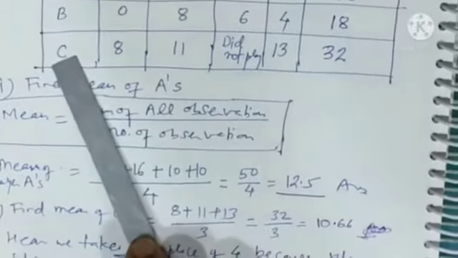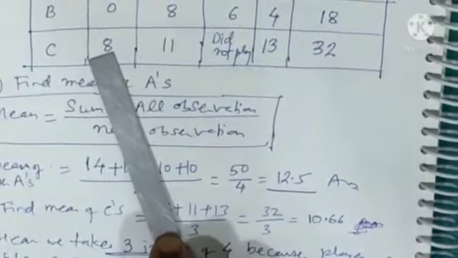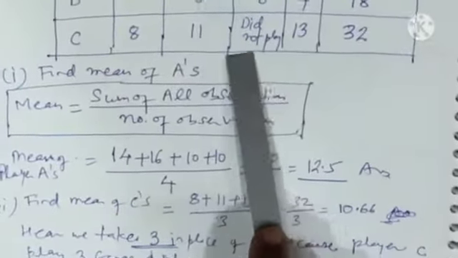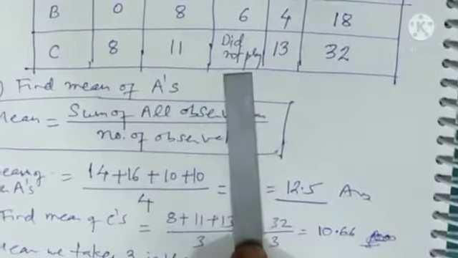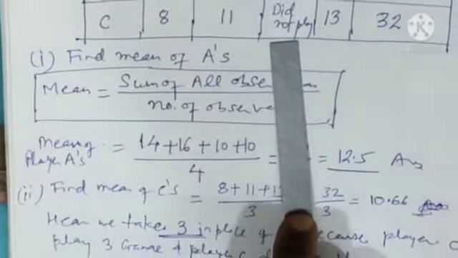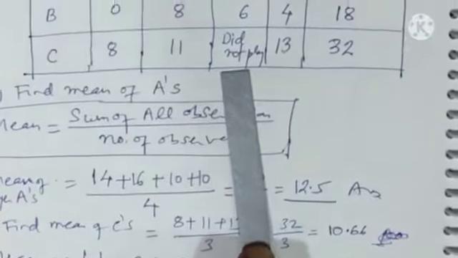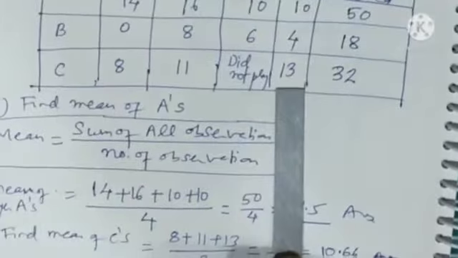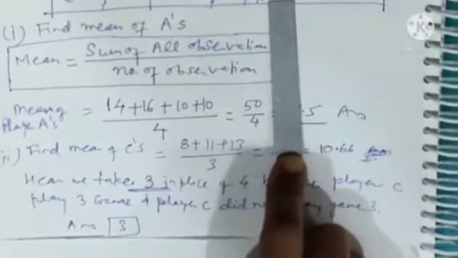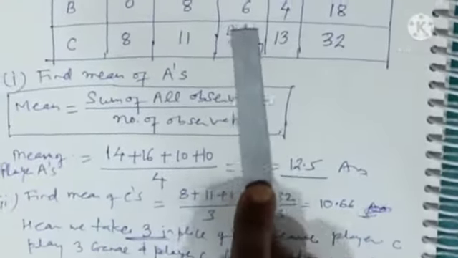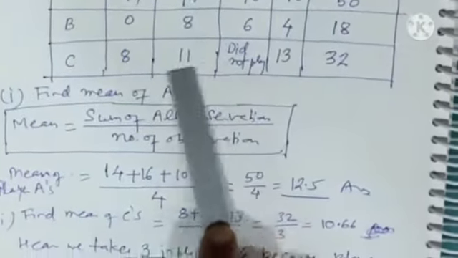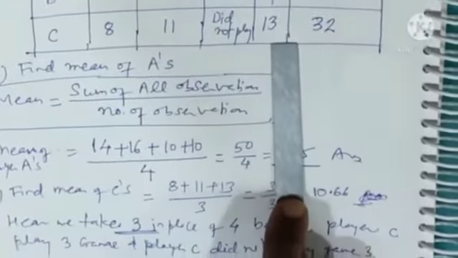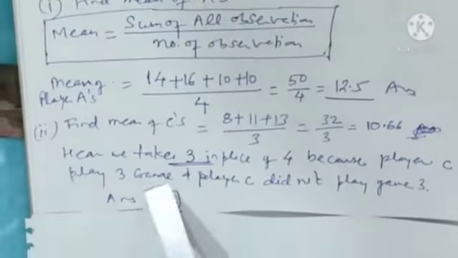We see in the table that C played the first game, score 8, and the second game, score 11. But he didn't play the third game, he did not participate. And in the fourth game C scored 13. So remember that he did not play, which means the number of observations is 3. So here our number of observations is 3.